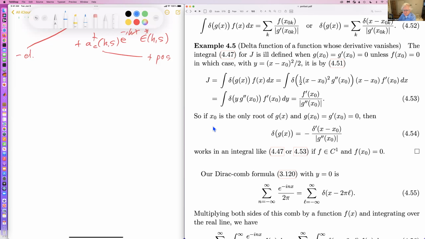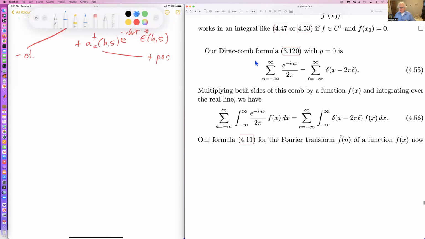So in other words, if x0 is the only root of G of x, and G prime of x0 is 0, then delta of G of x looks like that. There are two examples of that we'll encounter later on. And this is the formula we use in this special case.